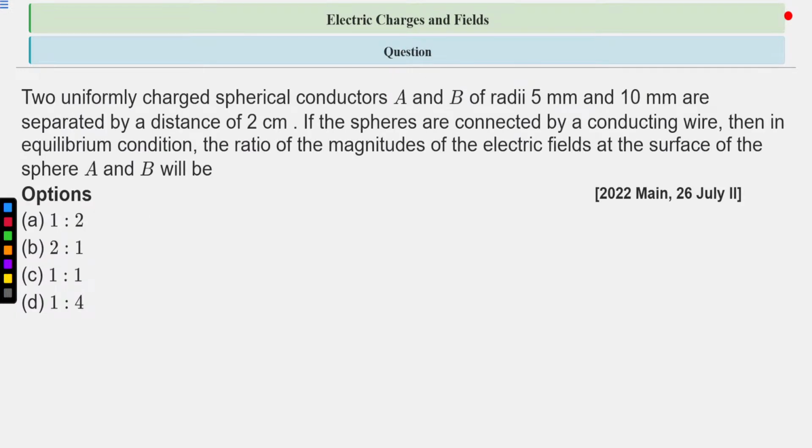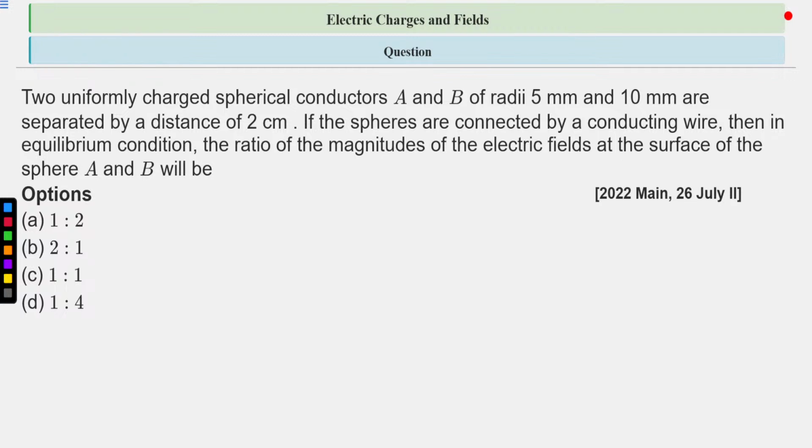Two uniformly charged spherical conductors A and B of radii 5 mm and 10 mm are separated by a distance of 2 cm. If the spheres are connected by a conducting wire, then in equilibrium condition, the ratio of the magnitudes of electric fields at the surface of the spheres A and B will be. So there are two uniformly charged spherical conductors having different radii, separated by 2 cm.